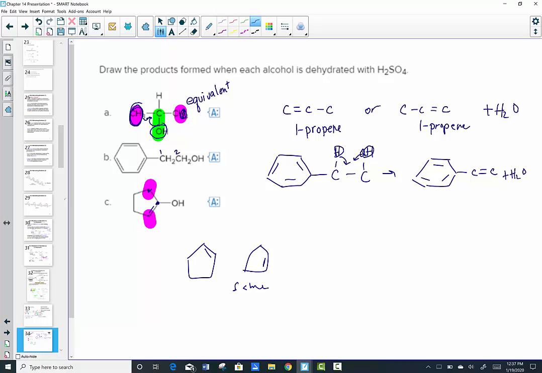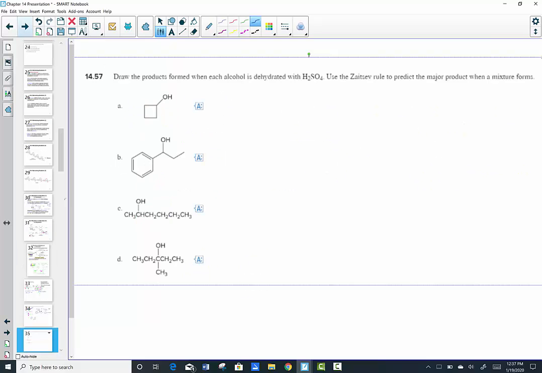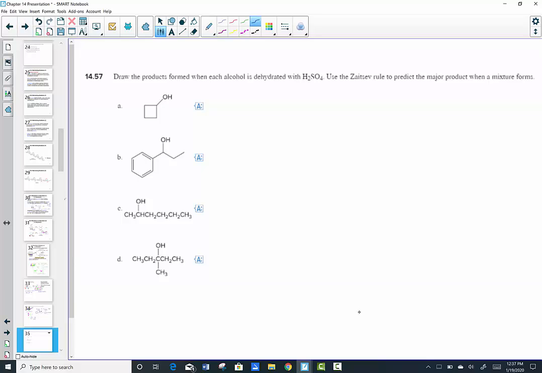Alrighty, so no need really for any of those to use Zaitsev's rule because each hydrogen that we selected had an equivalent. If there were more than one choice, they were equivalent choices. But what about a situation where I would have to draw more than one structure? Perhaps these show us that opportunity as well.